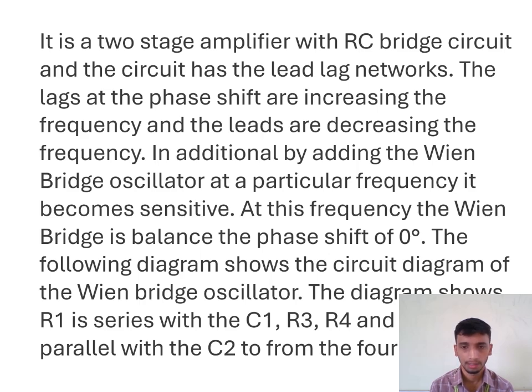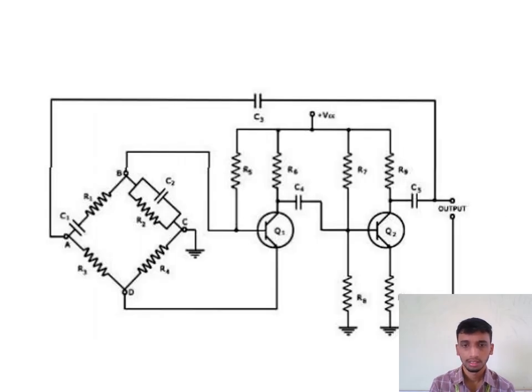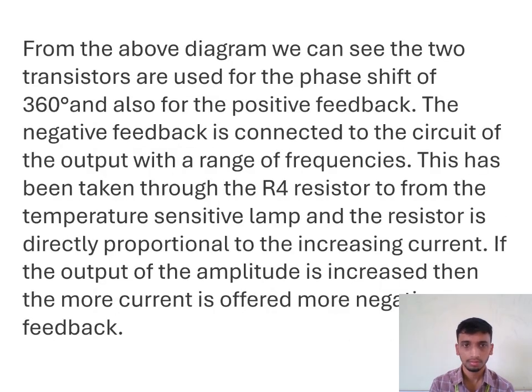The following diagram shows the circuit of the Wien Bridge oscillator. The diagram shows R1 in series with C1, R3, and R4 parallel with C2. Here is the diagram. From the above diagram, we can see two transistors are used for the phase shift of 360 degrees and also for the positive feedback. The negative feedback is connected to the circuit of the output with a range of frequencies.